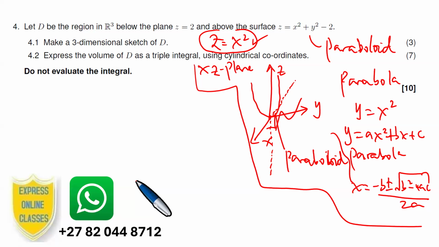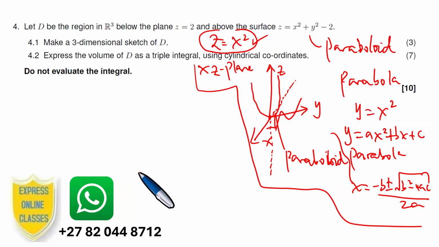Right, make a three-dimensional sketch of D. We shall make the sketches. We are making the sketches here. Right, so as we are making this particular sketch, I want us to focus on some stuff that becomes extremely important.